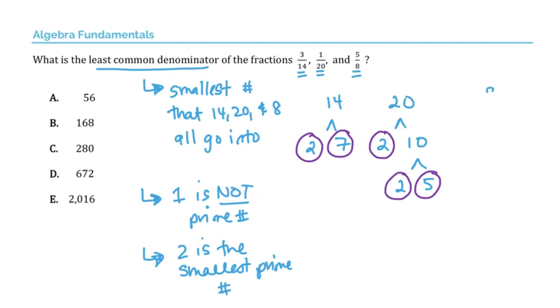Last one is 8. To get 8, I have a 2 and a 4, and a 4 is the same thing as 2 and 2. So to get an 8, I have to have 3 2's.